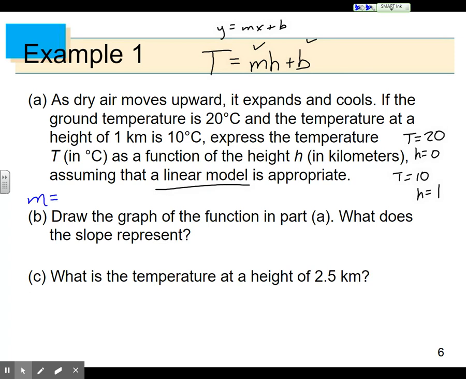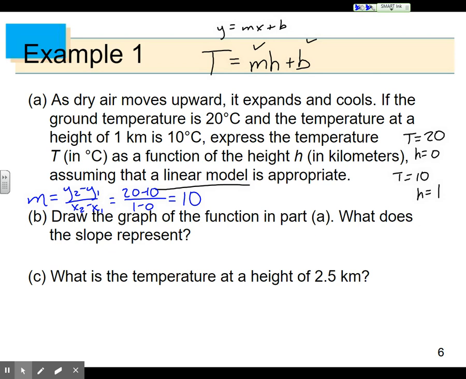Remember, my slope is going to be, we normally say y2 minus y1 over x2 minus x1. It's just the difference in my temperatures over the differences in my heights in this case. And just make sure you're going the same direction on this. So 20 minus 10 over 1 minus 0. Yeah, my slope's going to be 10. For each kilometer I go in the air, I expect the temperature to go down.